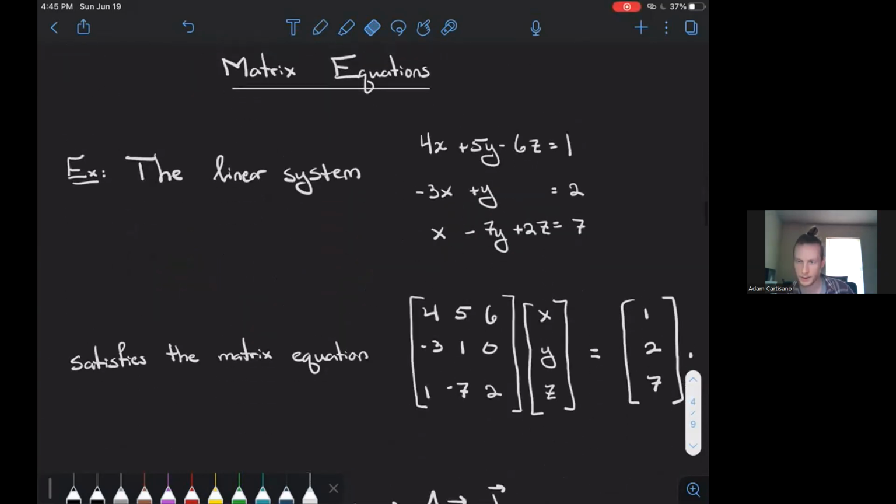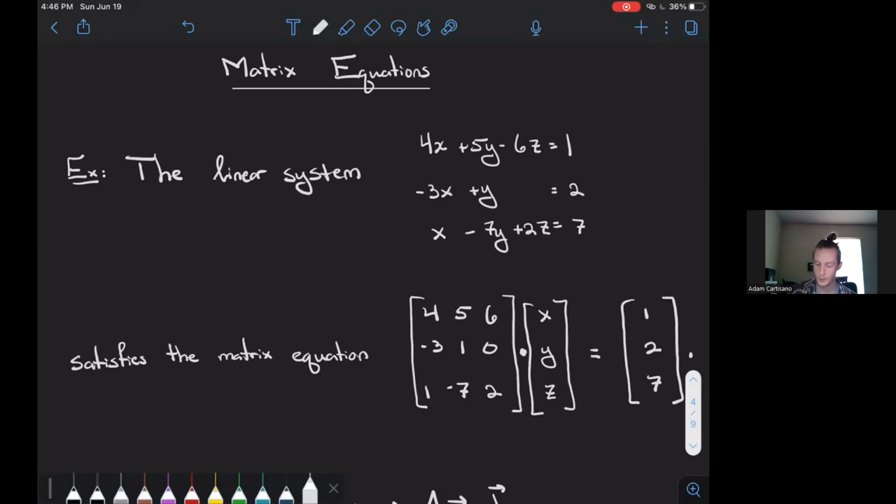Now, knowing this about matrix multiplication, we can talk about matrix equations. So look at the linear system: 4x plus 5y minus 6z equals 1, 3x plus y plus 0 equals 2, and then x minus 7y plus 2z equals 7. If we were to write that linear system as a matrix equation, notice we could extract the coefficients in a coefficient matrix, and then multiply that coefficient matrix by this weird column vector x, y, z. It's a column matrix, I guess, or column vector of indeterminates.